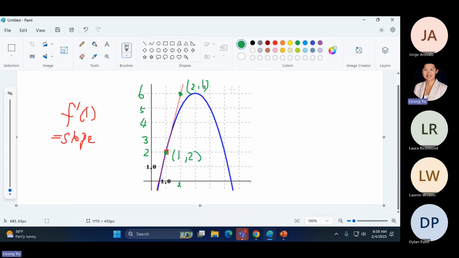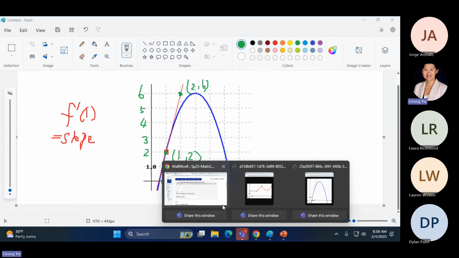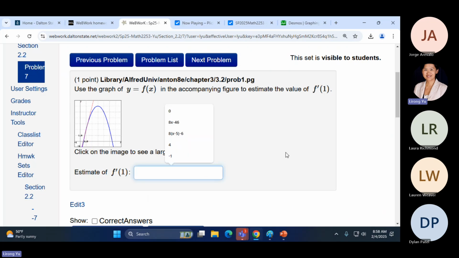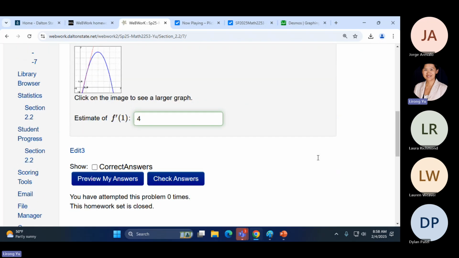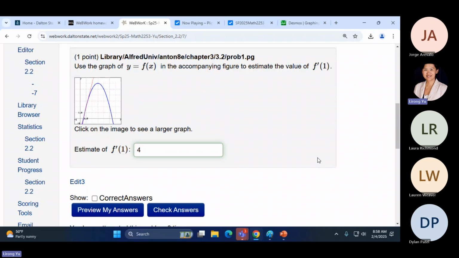So 6 minus 2 and 2 minus 1. 6 minus 2 is 4. 2 minus 1 is 1. So 4 divided by 1 is 4. So we answer the question: the slope is 4, or the derivative is 4. So as long as we understand that the derivative is actually the slope of the tangent line, we will have a plan for how to calculate it.